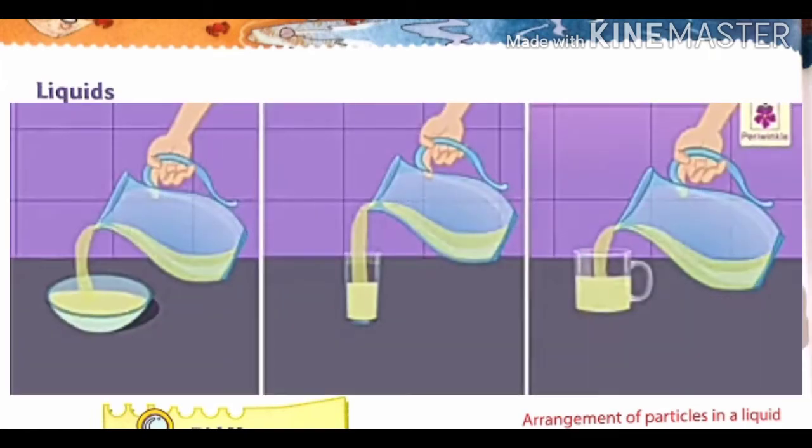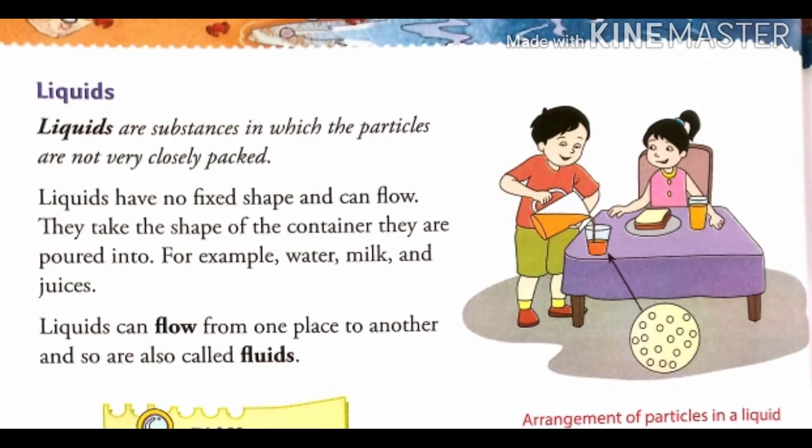Just have a look at this picture. In this picture, lemonade is in a jug, and when this lemonade is poured into three vessels which have different shapes, every time lemonade takes the shape of the vessel in which it is poured, and this clearly shows that liquids do not have any fixed shape and they take the shape of the container in which they are placed. Now let's study further.